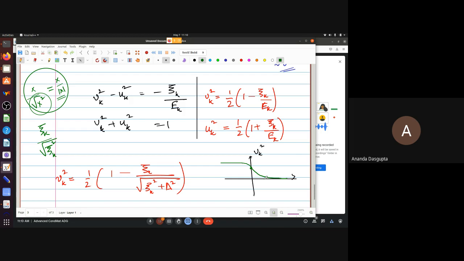Now, what we have done is we have figured out what the wave function really is like. In particular, we know all the vk's, we know all the uk's. So we know what the wave function is like, at least for this particular model problem.